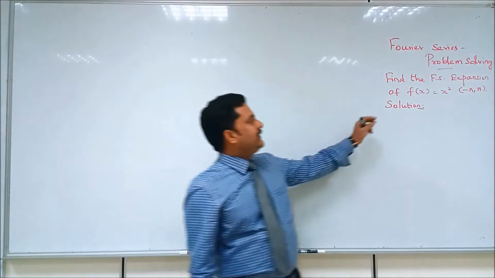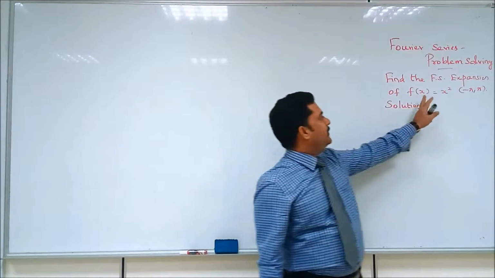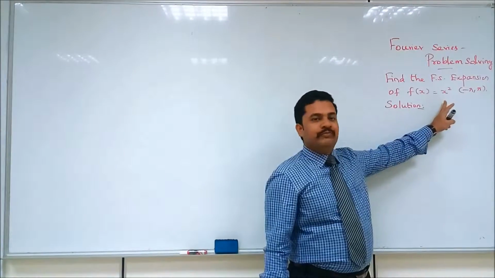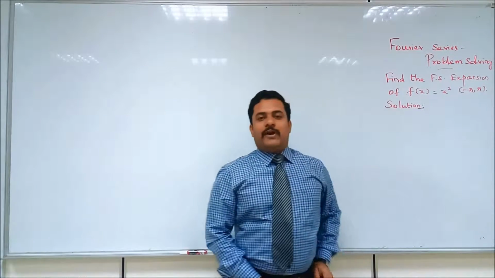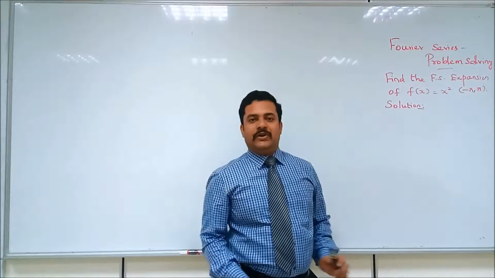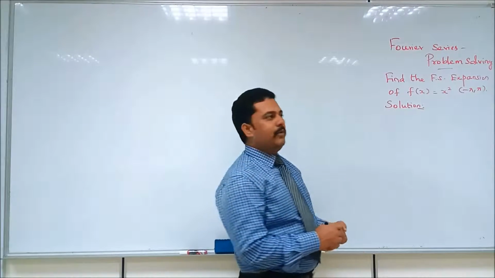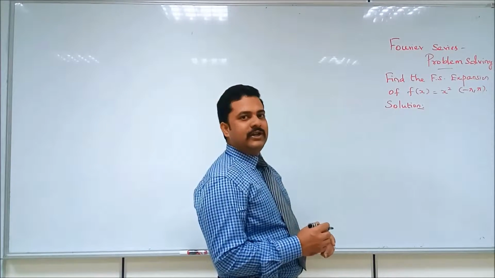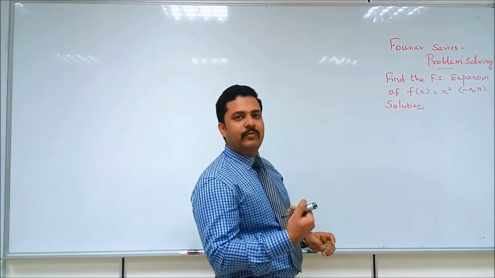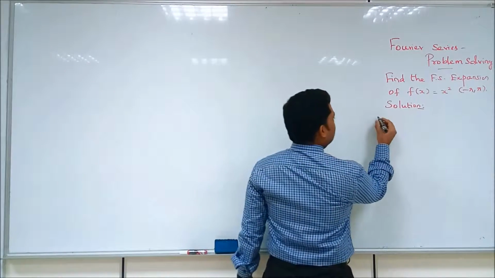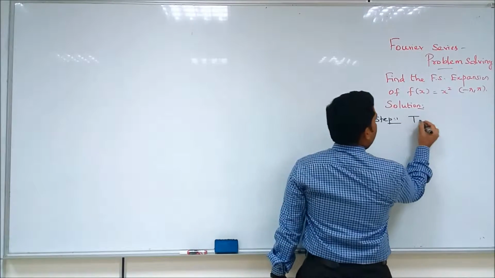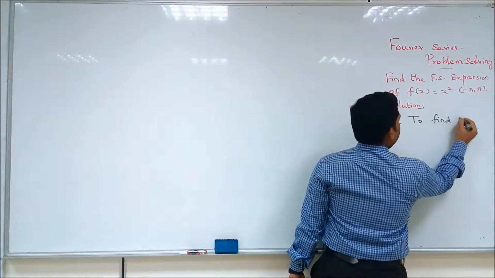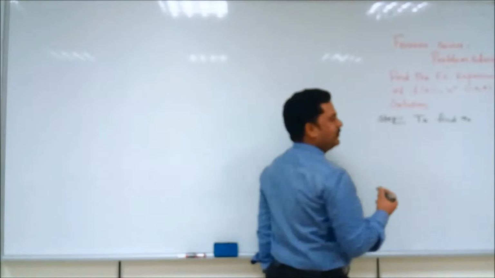Now let us consider the problem: f of x is equal to x power 2 in the interval minus pi to plus pi. Let us try to find the Fourier series of the given function. You may remember the rule for the Fourier series, so let me go ahead with the problem solving. Step 1 is to find a naught.